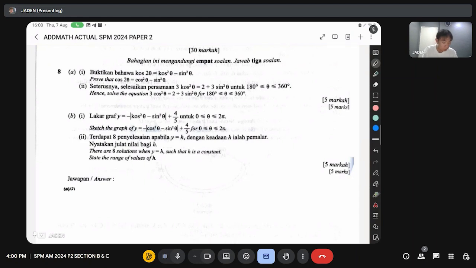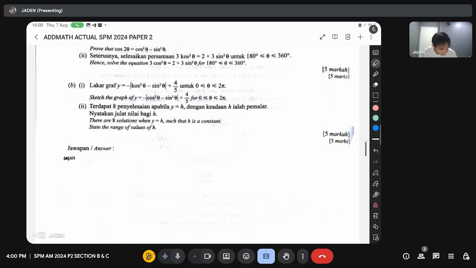Now, for proving questions in chapter 6, you can decide if you want to prove left hand side equal to right hand side, or you want to prove right hand side back to left hand side, because both ways will work. Now, let's just say we're going to start off with left hand side, and I'm going to show you how we can prove left hand side to right hand side. So the left hand side is cos 2 theta.